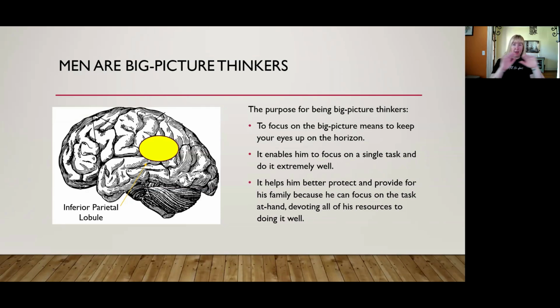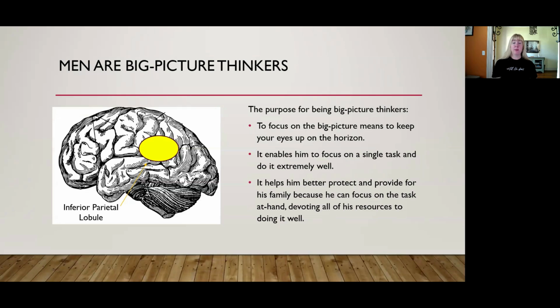They need to have their eyes up on the horizon, scanning, doing that situational awareness, that situational analysis, to know where the threats or the opportunities are. So that's why the left IPL and the right amygdala work together. It also, like I said, allows him to focus. So having a larger left IPL means that he can focus on a single task and do it extremely well.